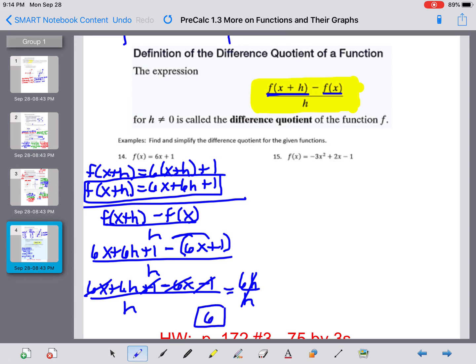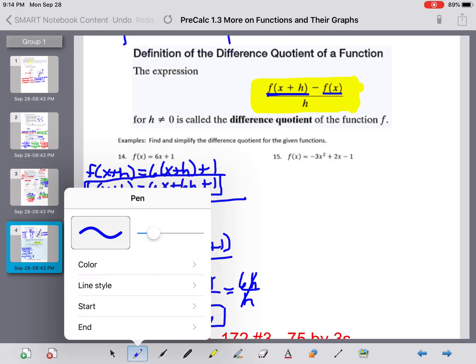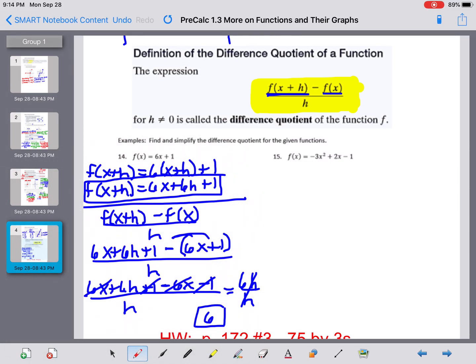Okay? Where's this going? Well, I'm going to tell you right now, derivative means nothing to you today, but someday in calculus it will. Okay? This is where we're going with our difference quotient. All right, let's try this again with a little bit bigger function with a few more terms on it.